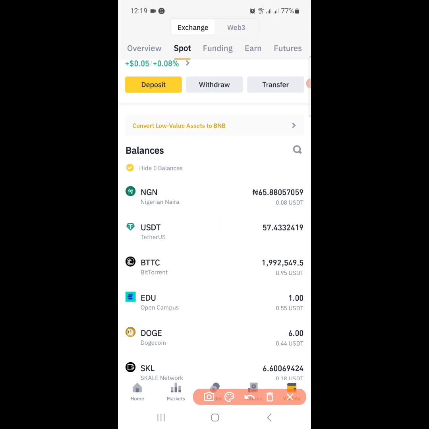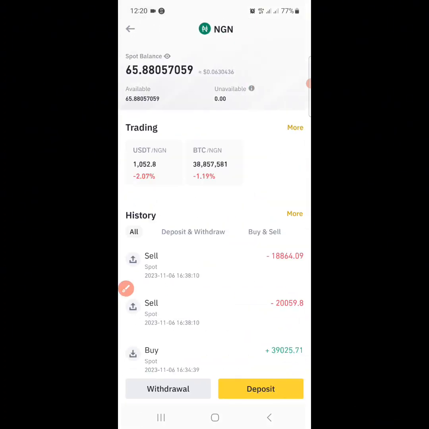Now let's say you are not having USDT in your wallet. What you have to do is go ahead and make a recharge of NGN to buy USDT, because today's cryptocurrency we'll be using to perform crypto arbitrage is USDT. So let's say you're in Nigeria, and you want to buy USDT. What you have to do is make a recharge of NGN into your Binance account.